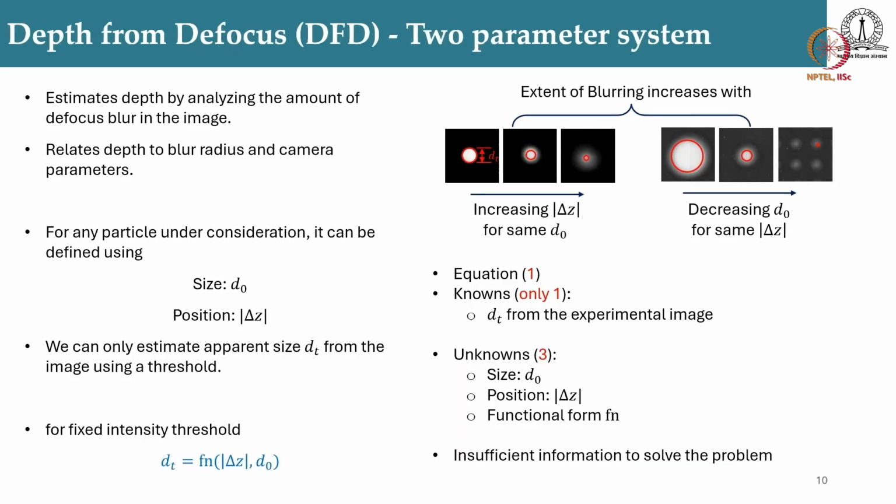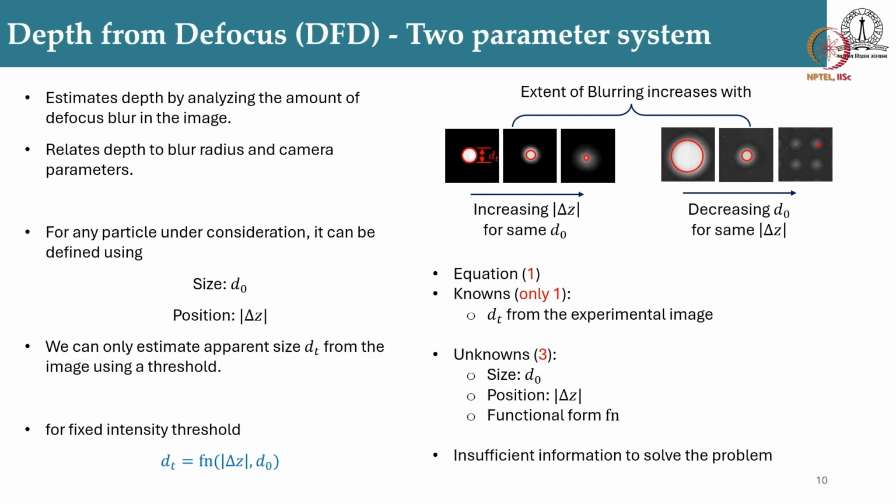Now, talking about depth from defocus in the context of particles, it is a two parameter system, because the particle itself can be defined using two parameters, the size of the particle and the position of the particle, which is something which we want to determine. And we have a blurred image of the particle. So in that blurred image, we have to somehow quantify the defocus and then correlate that defocus with the depth, and that's how the depth from defocus technique can be applied to this two parameter system.